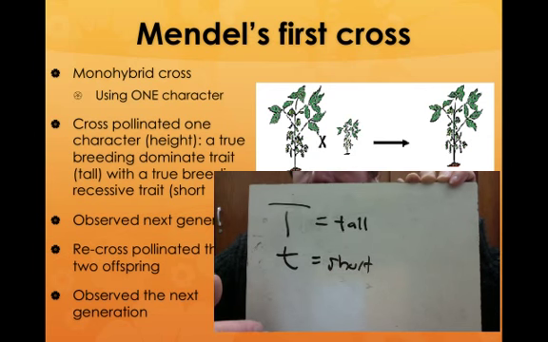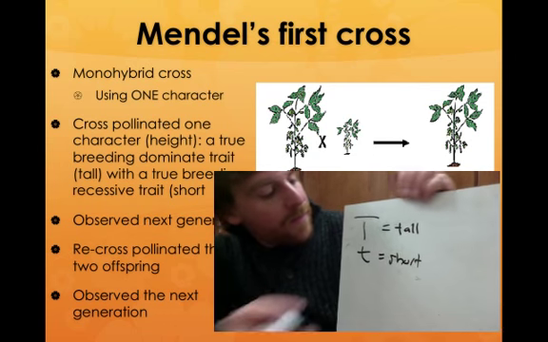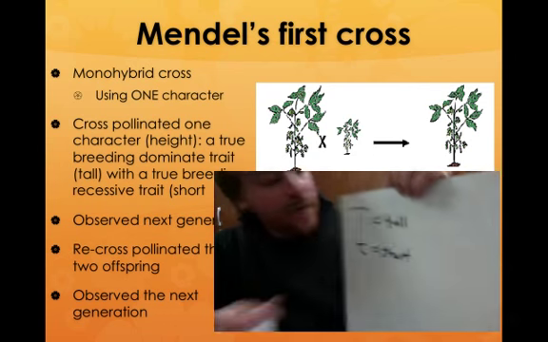So it needs to be denoted with a small t. And remember, each parent is only going to donate one or the other. Now, so we have big T, small t. All right, we've established that.